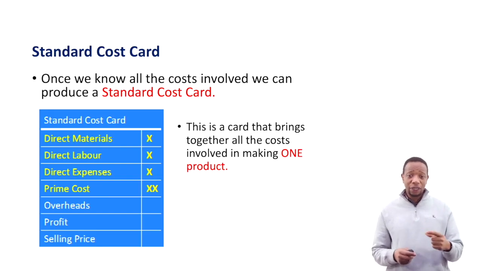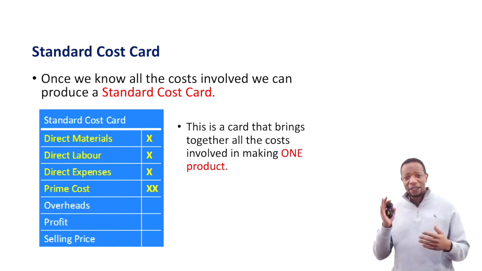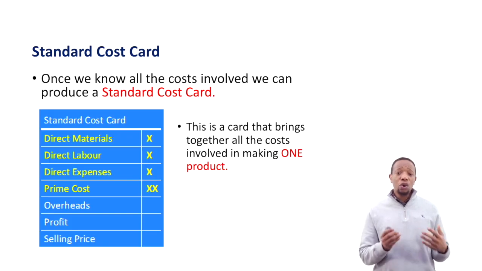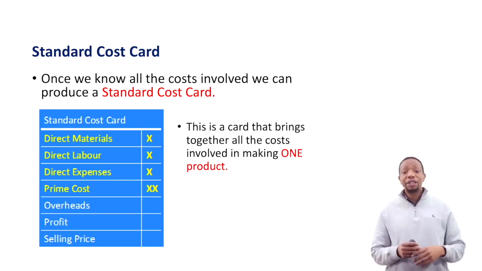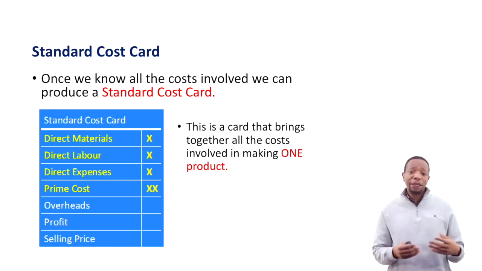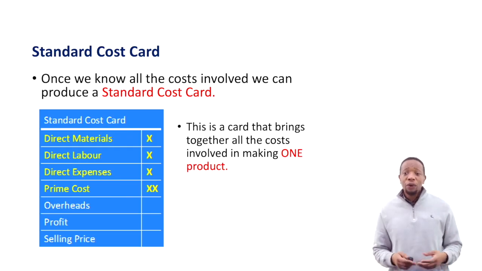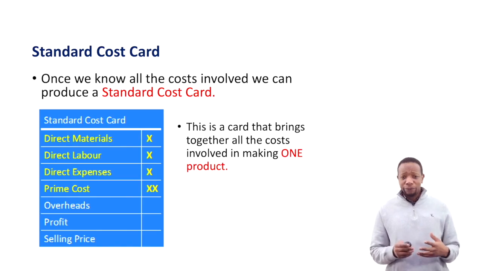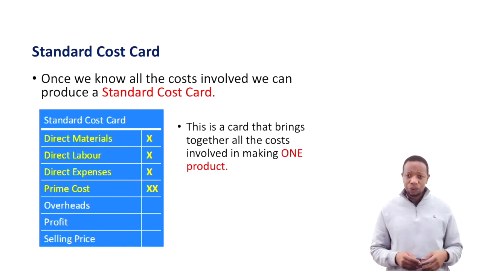Once we've worked that out, we can then start thinking about the overheads. There are different ways of looking at this, and we'll talk about that in other concept videos. Once we know that, we then look at the profit, a markup maybe, to see how much we want to sell for. Now, let's look at an example and maybe put this into context.